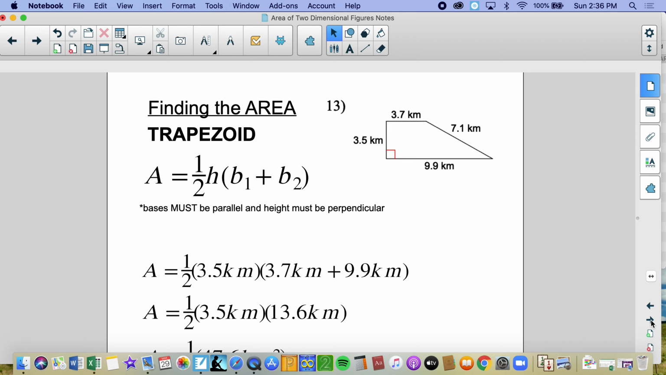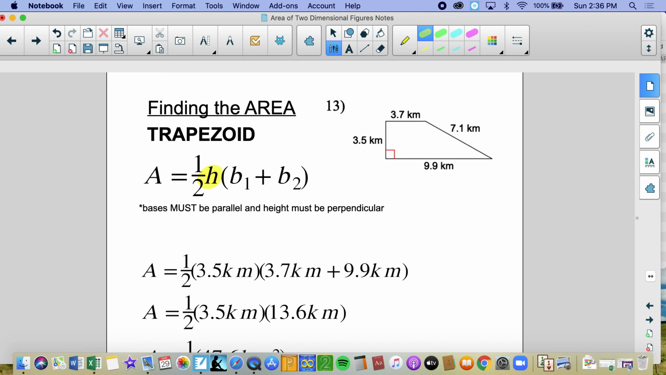The last one is a trapezoid. Not a lot of people are familiar with trapezoids as much as I'd like them to be. You again have a height and you have bases, but this time you could look at it as the average of the bases, because we're going to divide by 2. If you add 2 things and divide by 2, that is understood as taking the average of those 2 bases and then multiplying it by the height.